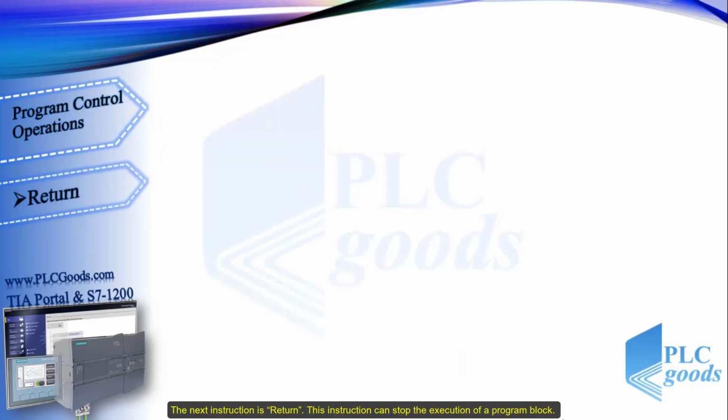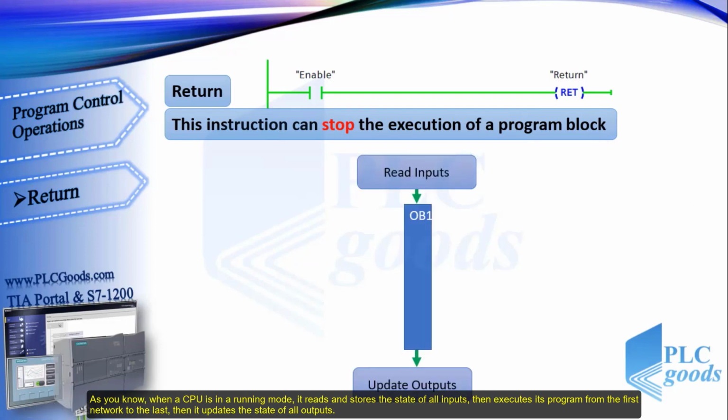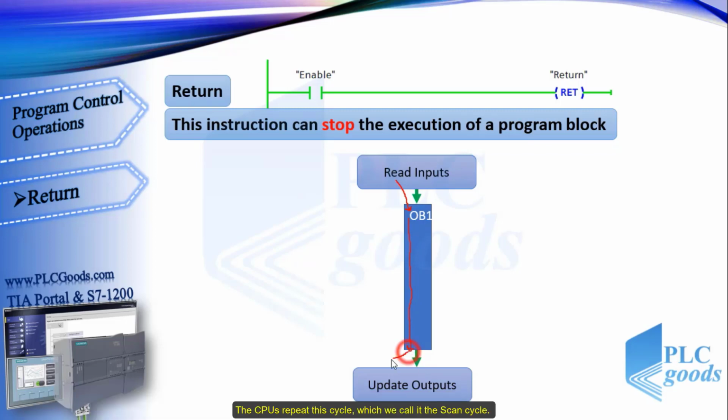The next instruction is return. This instruction can stop the execution of a program block. As you know, when a CPU is in a running mode, it reads and stores the state of all inputs, then executes its program from the first network to the last. Then it updates the state of all outputs. The CPUs repeat this cycle, which we call the scan cycle.